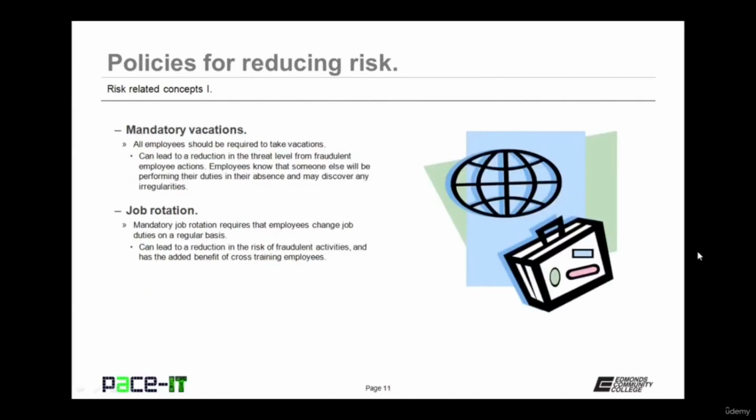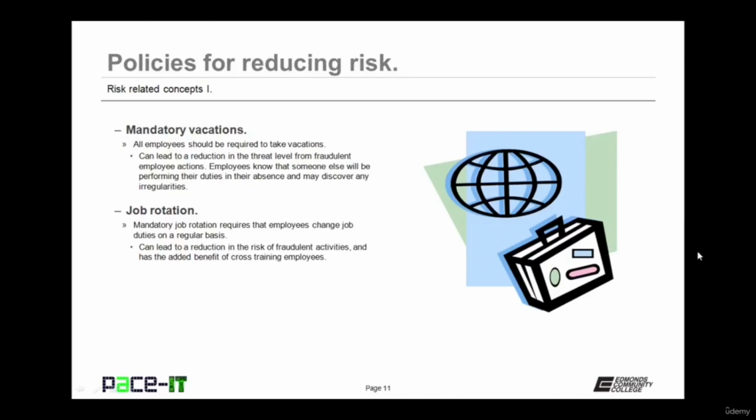Then there are mandatory vacation policies. All employees should be required to take vacations, especially if they handle a critical task. This can lead to a reduction in the threat level from fraudulent employee actions. Employees know that someone else will be performing their duties in their absence and may discover any irregularities.